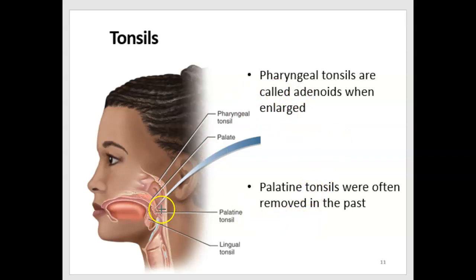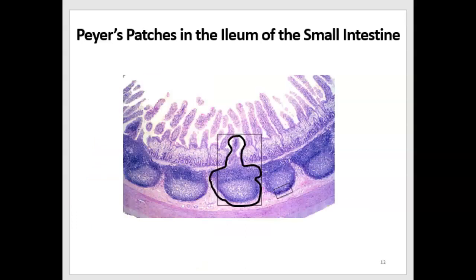And then there's also a tonsil at the back of the roof of the mouth called the palatine tonsil, because you know where the palatine bone is. These used to be removed when they became inflamed, but that doesn't happen as much anymore. Not that I'm a clinician, just a human.